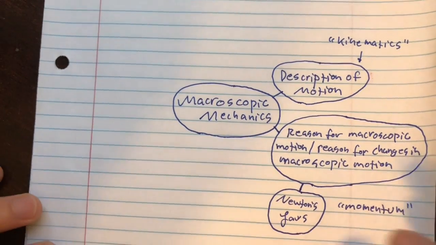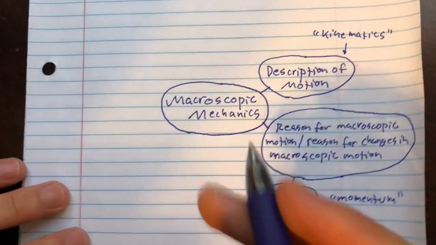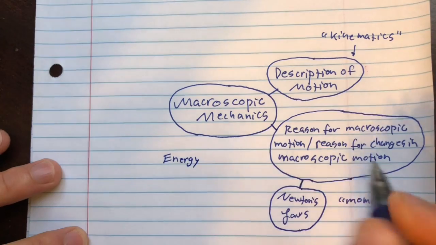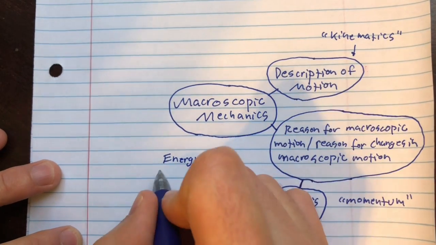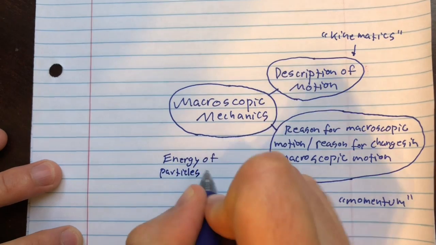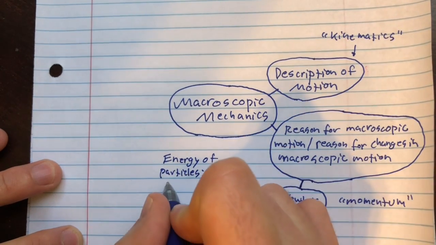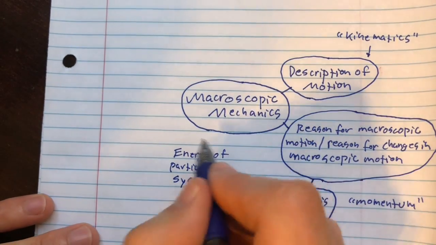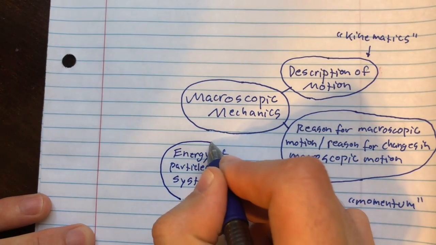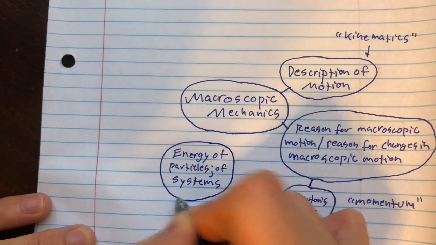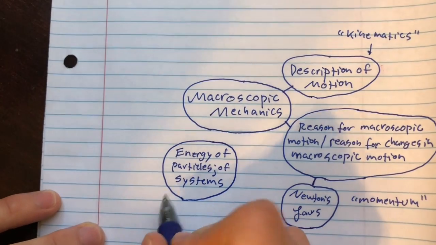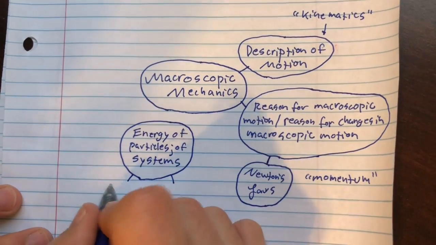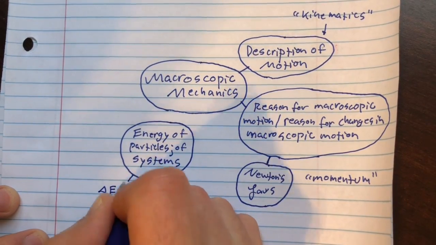After that, you can talk about a different conceptual entity, where you can start talking about energy. So I'll say energy of particles, energy of systems. And once you start talking about this, you can get into when energy is conserved or when energy is not conserved. So we'll say when the change in energy equals 0.